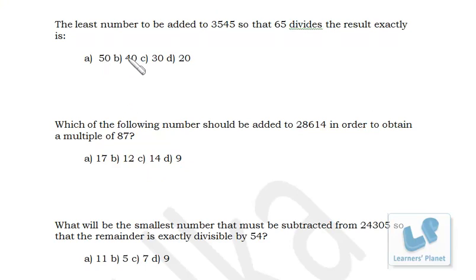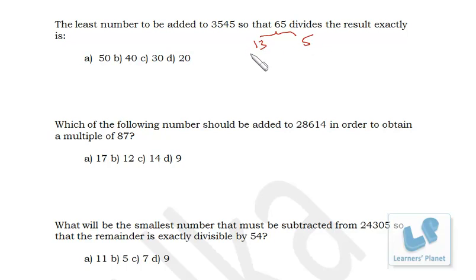Now we have some problems based on numbers. Here, the least number to be added to 3545 so that 65 divides the result exactly is. Okay, the problem is very simple. If you are conceptually clear, then this problem can be done in 15-20 seconds. You must be knowing the divisibility rule of 13, as I have already discussed the divisibility rules in our basic quant session. See, 65, first of all, just go for the co-prime factors, that is 13 and 5.